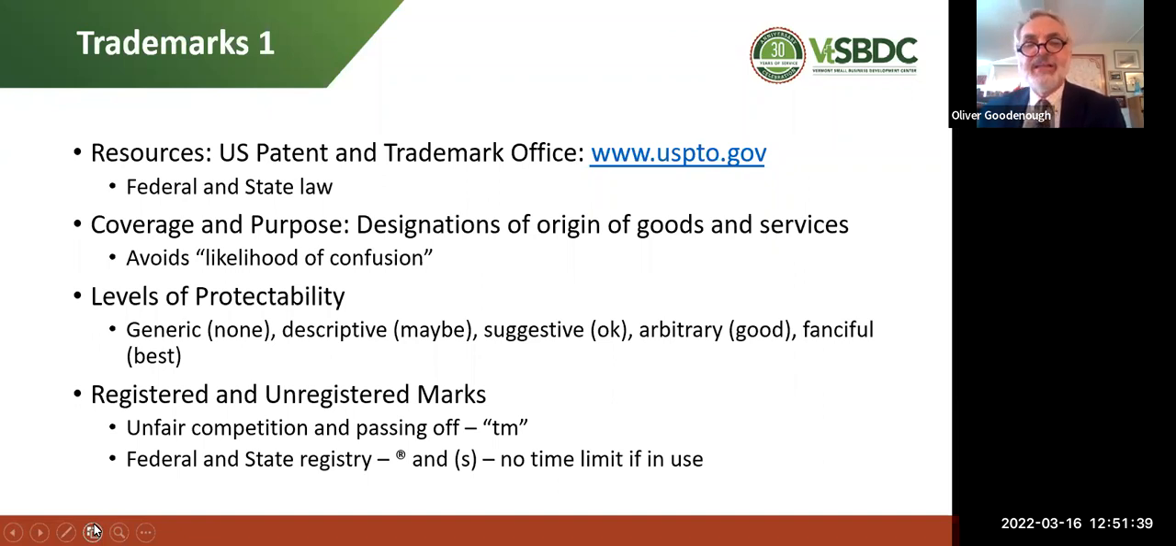Descriptive marks can sometimes be protected. Descriptive is one step up on generic. That's where we have an added description like "really good apples." So we've added some words, but it's not really distinctive. It's just a further description. But with enough time and enough use, sometimes that descriptive mark can gain some protection. What we know can be protected is something that is suggestive. Again, this is a step up on descriptive.